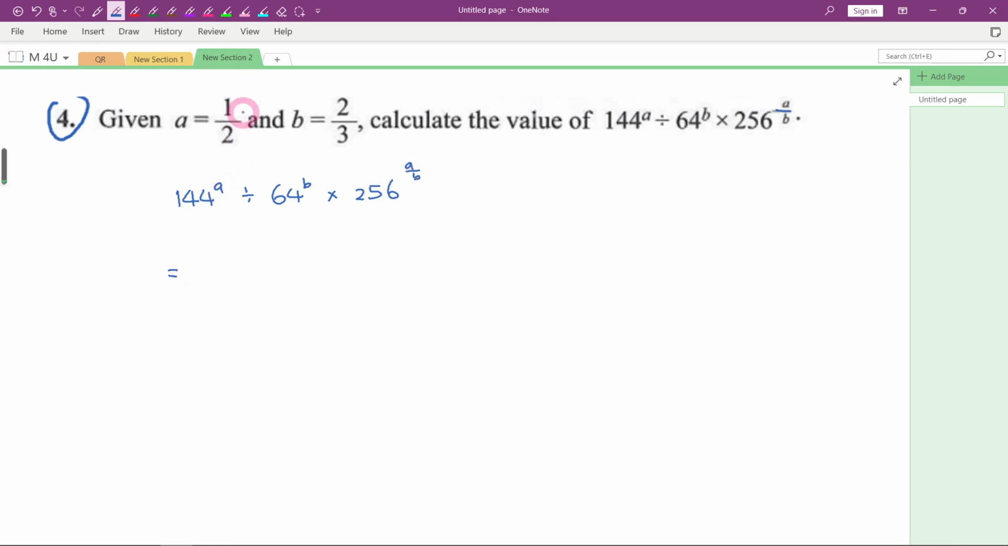So the first thing, I'm going to bring in this 1 over 2 and 2 over 3 here. Whatever I see a, I change it to 1 over 2. Whenever I see b, I change it to 2 over 3. So this is 144 raised to the power of a, which is equal to 1 over 2, divided by 64 raised to the power of b, which is equal to 2 over 3, times 256. Okay, this will be a little bit complicated. A is 1 over 2 over b. B is 2 over 3.